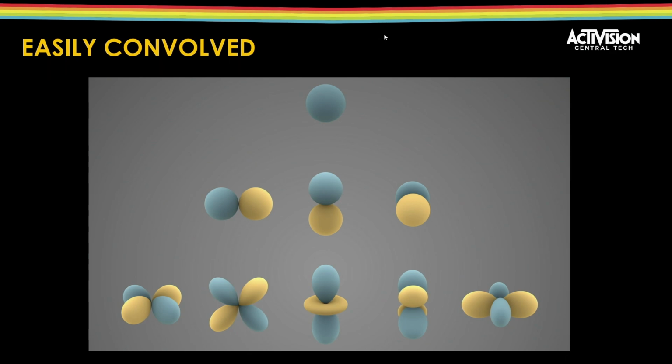They're easily convolved. This is very important because you take this light field, you multiply it by a BRDF, that's convolution, and you integrate.